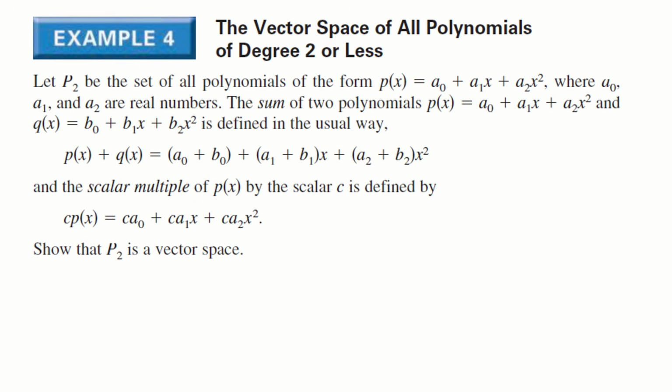Next example is the vector space of all polynomials of degree 2 or less. In this case, we usually denote that by P2, capital P2. Small p is used for the polynomials, whereas capital P is used for the set of polynomials. So P2 contains all polynomials of order less than or equal to 2: A0 + A1x + A2x square, where A0, A1, A2 could be any real number.